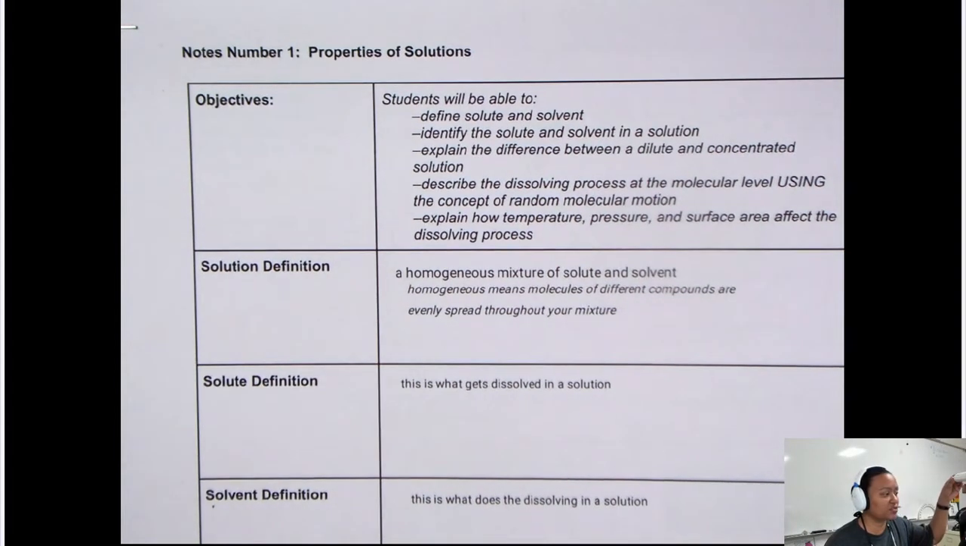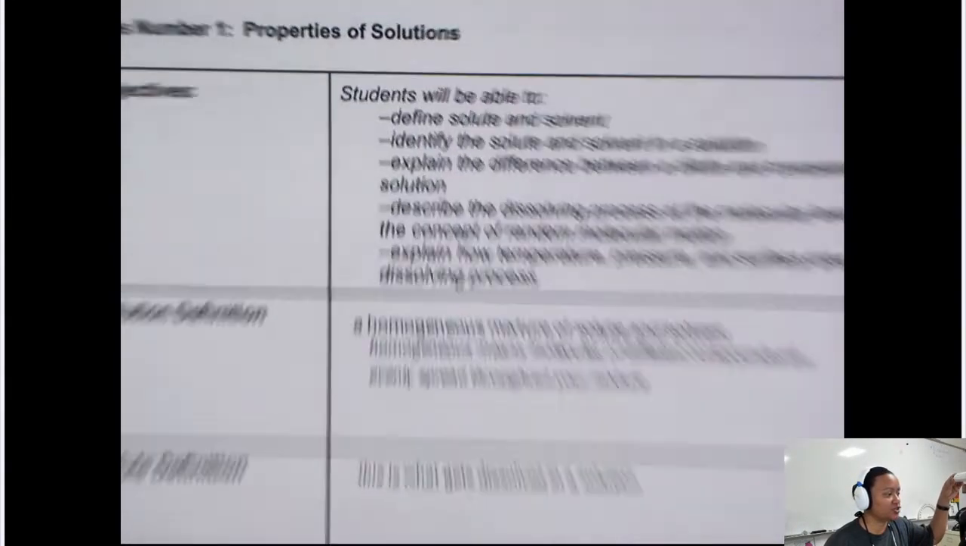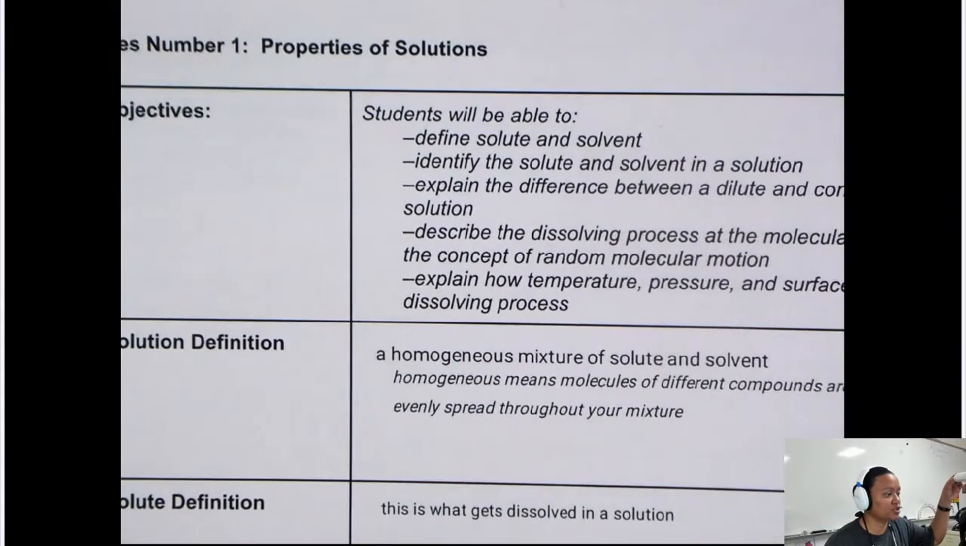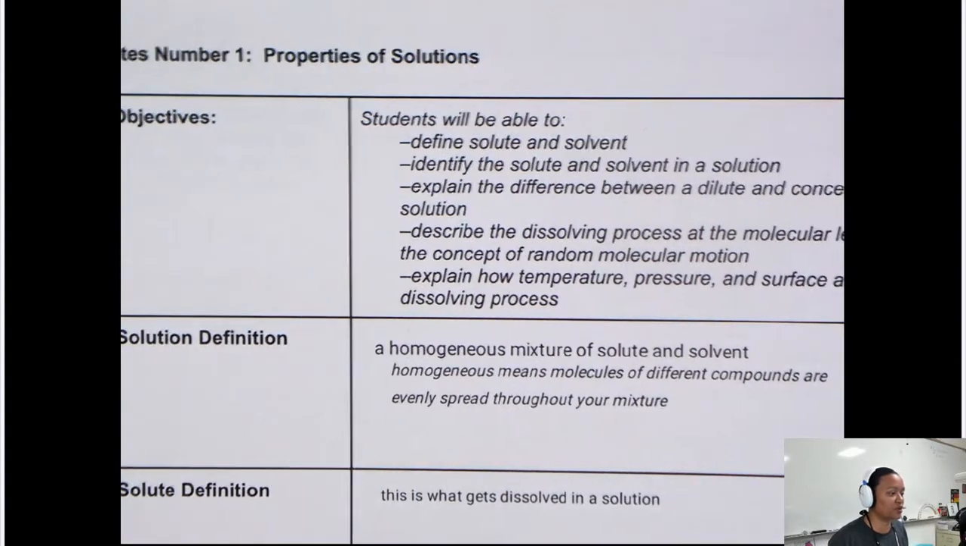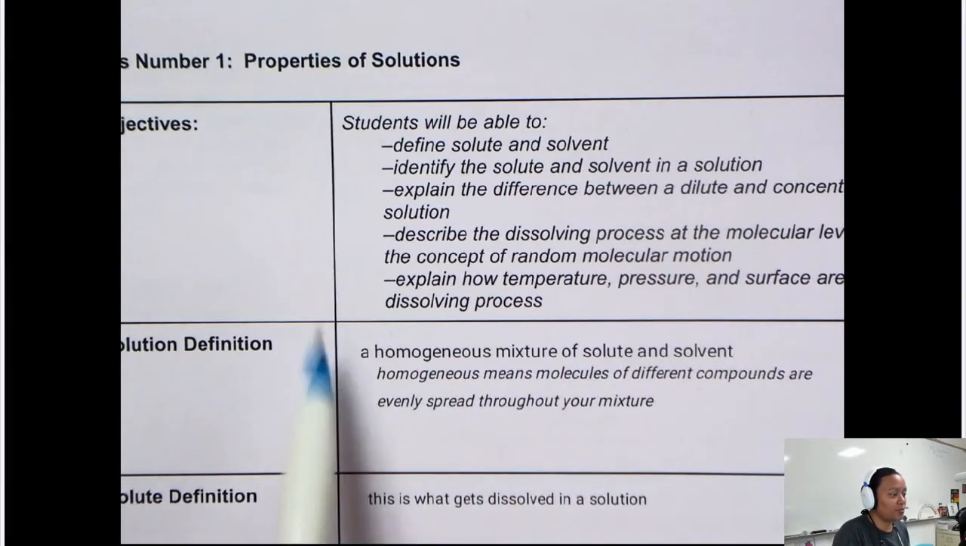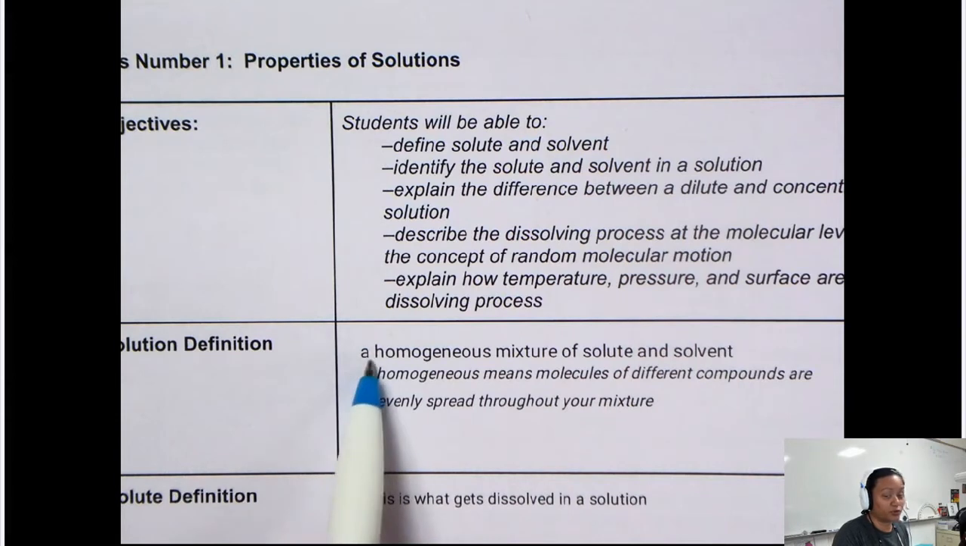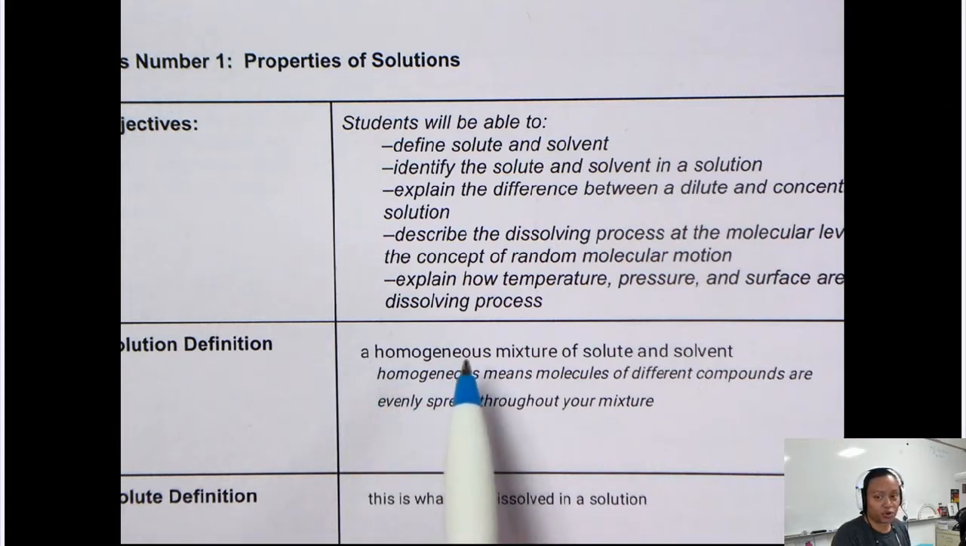Okay, so just to begin, we had the definition of a solution. A solution is basically what's called a homogeneous mixture of solute and solvent. So homogeneous, homo versus hetero. Hetero means different, homo means the same. So when we're talking about a homogeneous mixture of solute and solvent, mixture.